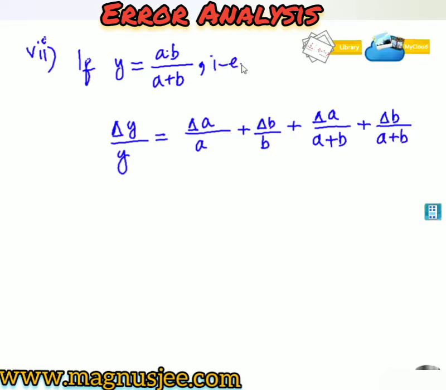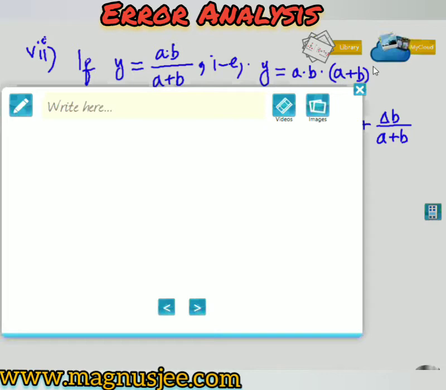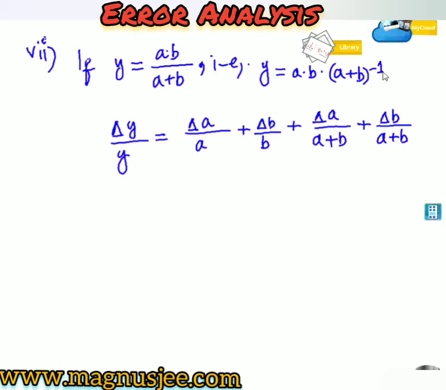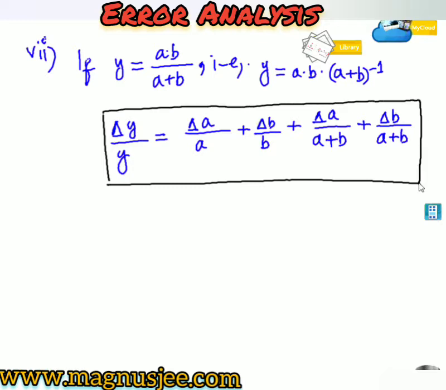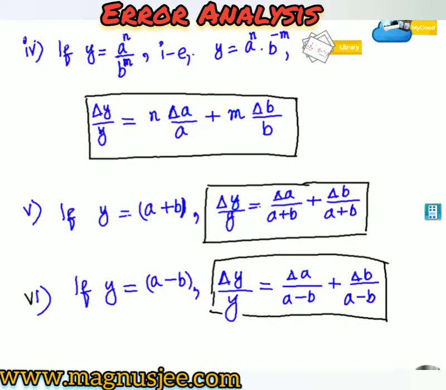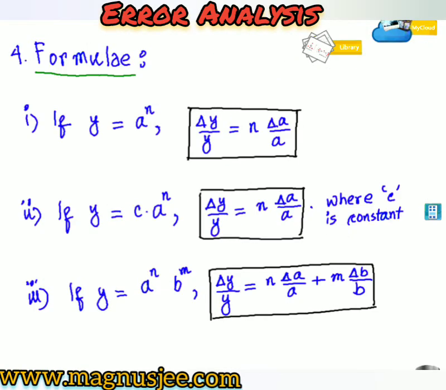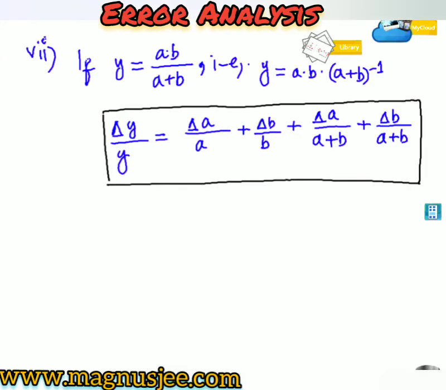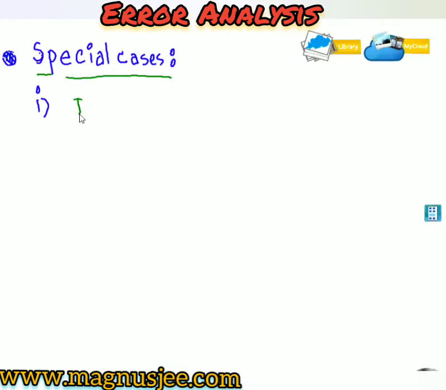Actually y equals a dot b dot a plus b whole to the power minus 1, a product of functions. Here the denominator a plus b comes in the numerator as a plus b to the power minus 1, and finally we get delta y by y as the sum of four quantities. Now we have to consider a few special cases.